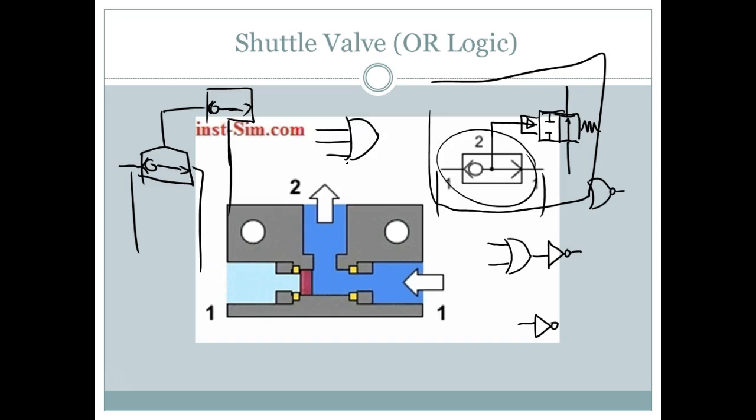So a shuttle valve, what does it do? It does OR. If I needed a NOR, I would take the output of a shuttle valve and run it into a normally open pilot valve with spring return, and that would give me a NOR.